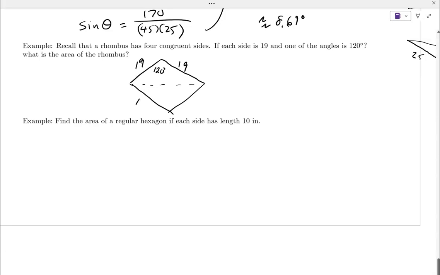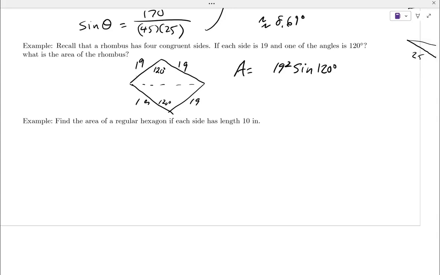And the other side looks exactly the same, doesn't it? So what would you get for the area of the rhombus in this case? Would this be sine of 120 times 19 squared? Okay. And we don't need to worry about the 1/2 because we have 2 of them, right?